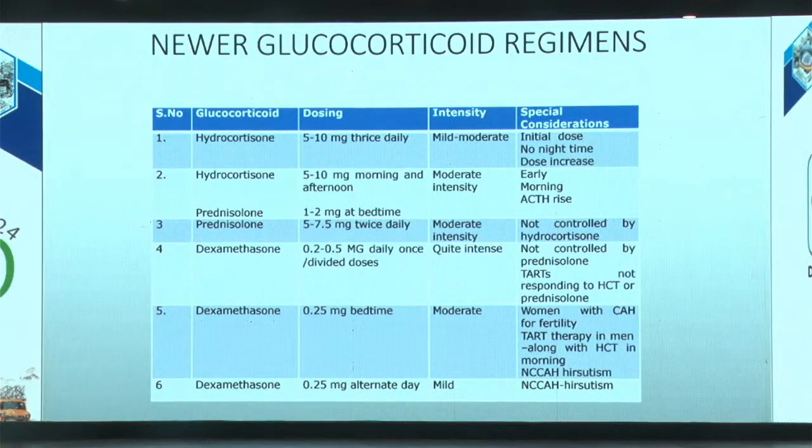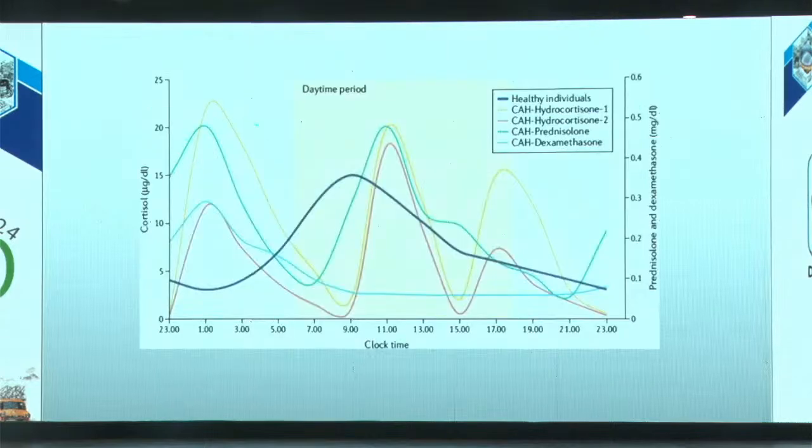If you look at management, these are some of the various newer routines. We are generally tending to go more towards treatment with dexamethasone as the child grows older because hydrocortisone treatment is difficult to maintain. These are the day curves you get with each of these molecules. This is what you'd find in a healthy individual. Hydrocortisone, 2 doses, hydrocortisone, 3 doses. This is what you get with prednisolone. And the flattest profile is obtained with dexamethasone.